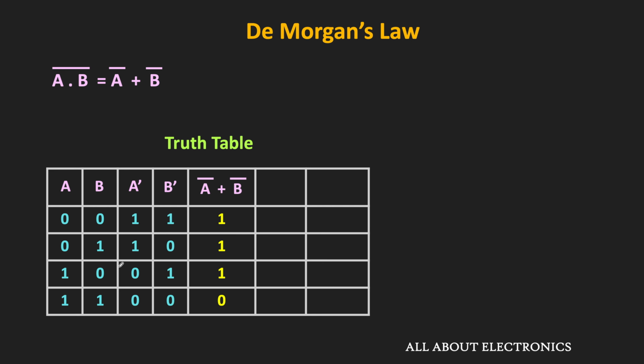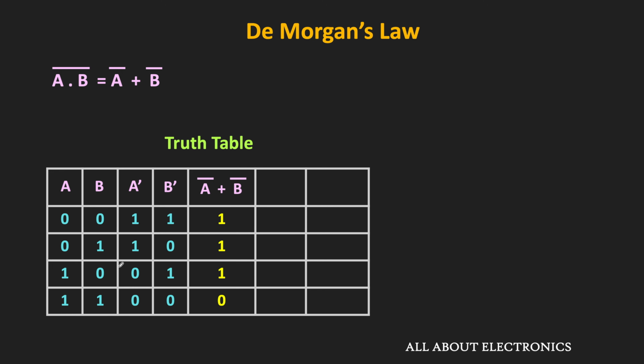So once we have this A bar and B bar, then we can easily find this A bar plus B bar. This A bar plus B bar is low when both inputs are low, and when any of the inputs is high, then this A bar plus B bar is high. So in this way, we got this A bar plus B bar.